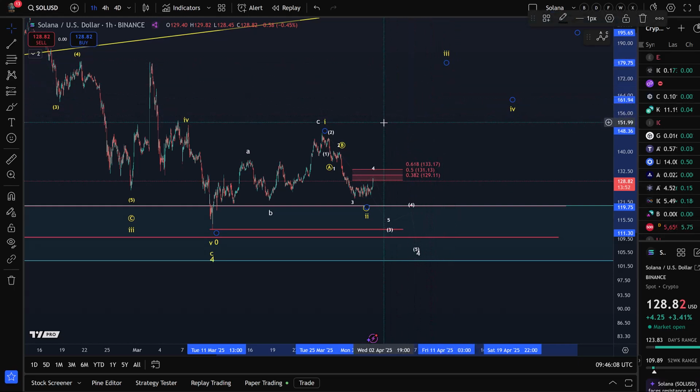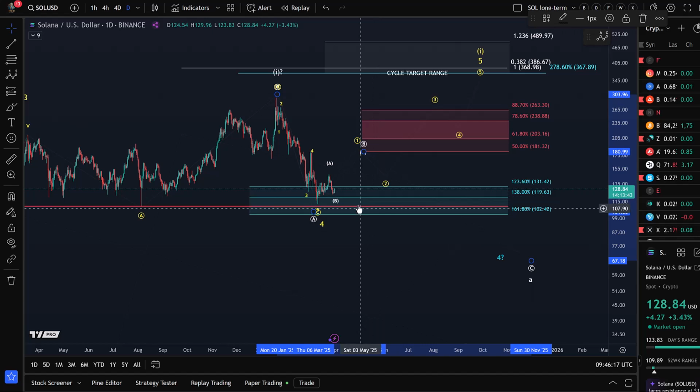Not so important here on the smaller time frame. What is more important? Do we actually hold a higher low? And what is resistance, right? While on the larger time frame, the question is, have we bottomed here, and is it an A wave or a wave 4?